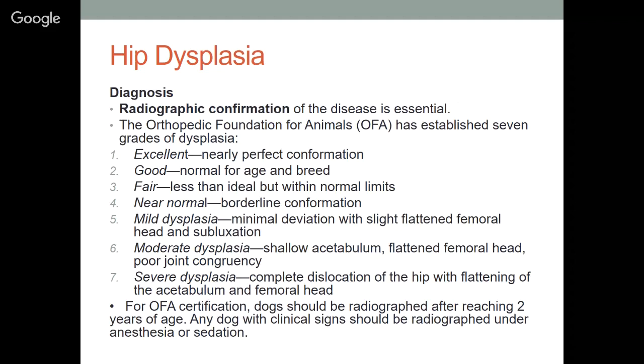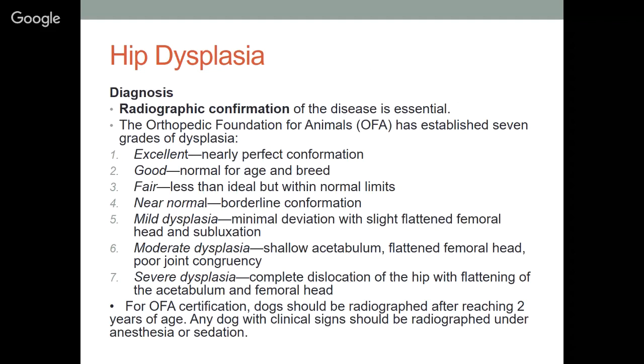That's essential. The Orthopedic Foundation for Animals, or OFA, has established 7 grades of dysplasia. Excellent means they have nearly perfect conformation. Good means they're normal for age and breed. Fair means they're less than ideal, but within normal limits. And at this point, we want good or excellent in order to breed this animal. Fair, if we're breeding with an excellent dog, we may not see problems. Maybe not even till the grand puppies of this breed.